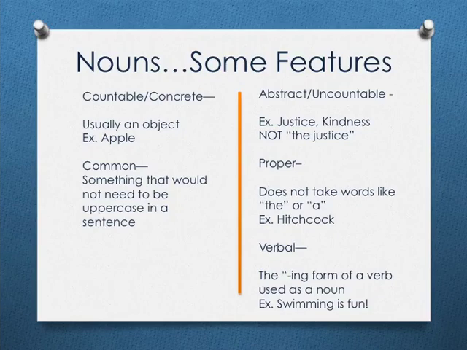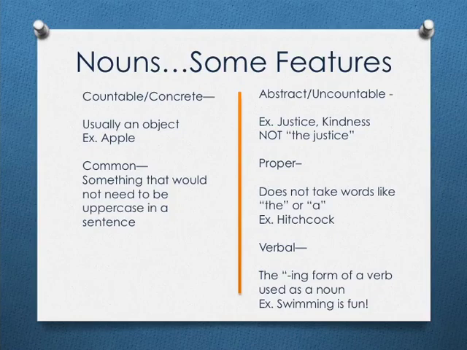On the right-hand side, we have abstract uncountable nouns, proper nouns, and verbal nouns. An abstract or uncountable noun would be something like justice or kindness, right? We don't say "the justice" or "the kindness." This also relates to something called a proper noun. Proper nouns are ones that do not take "the" or "a." People's first names would be considered proper nouns.